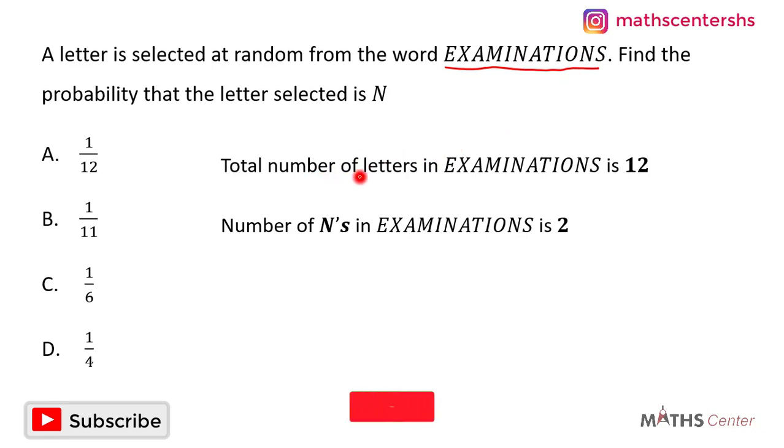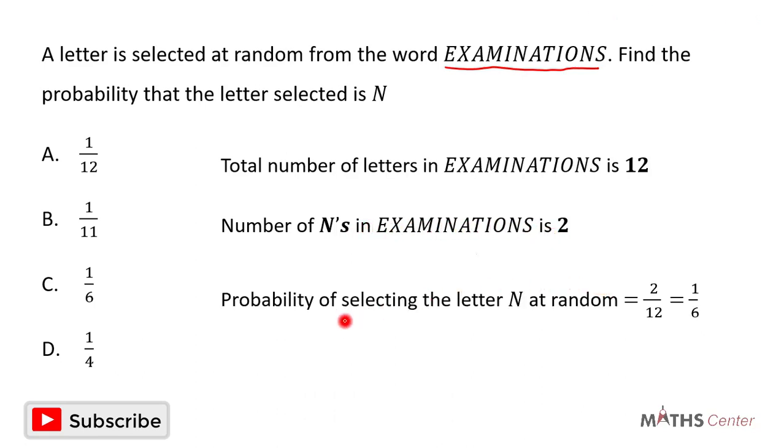So the total number of letters in the word examinations is 12, and the number of N's in the word examinations is 2. The probability that the letter selected at random is N is equal to the number of N's in the word, which is 2, divided by the total number of letters in the word, which is 12. 2 divided by 12 will give us 1 divided by 6. When we look through the options, we can see that the correct option is C.